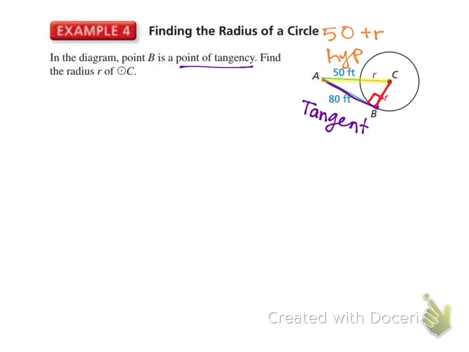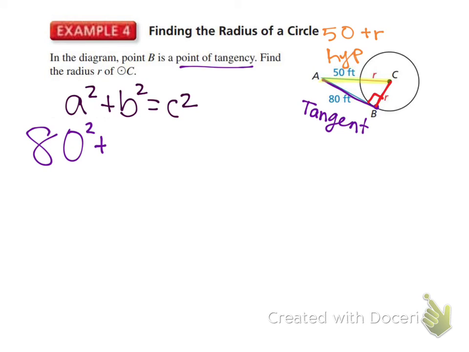So, to find the radius, this is a right triangle. We are going to use the Pythagorean theorem. A squared plus b squared equals c squared. So what are a and b in this picture? 80 squared and r squared. Good.